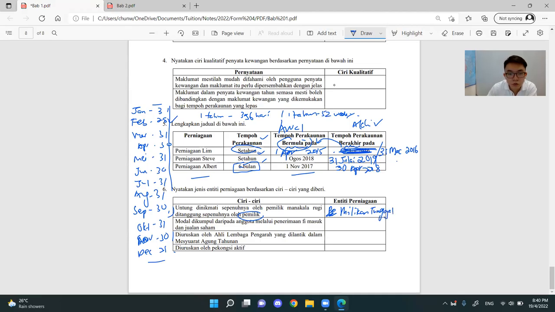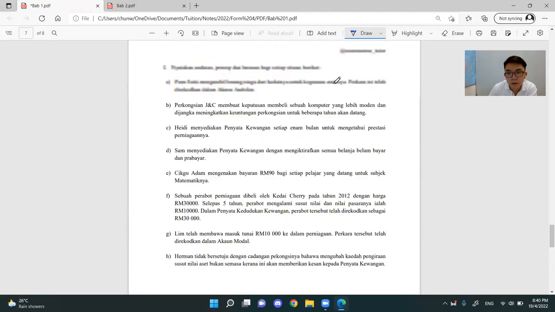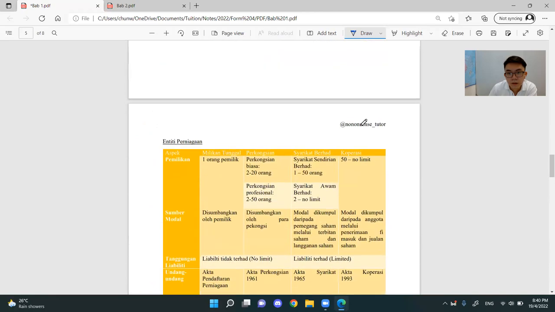Alright, then two. Mula dikumpul daripada anggota melalui penerimaan fee. When you see fee masuk, this is the keyword for the club dan persatuan. Club dan persatuan yang panggil apa? Yes, koperasi ini. Alright? Yes, koperasi.